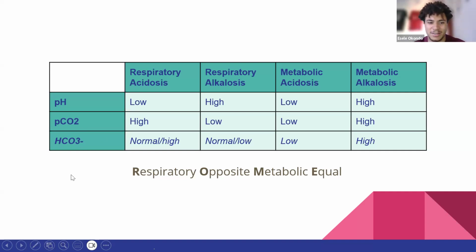Metabolic acidosis, everything will be low: low pH, low PCO2, and then low bicarbonate. And the way I like to think of this is the bicarbonate is buffering whatever acid is causing this metabolic acidosis, whether that's a lactate or an exogenous acid. And then metabolic alkalosis, everything will be high. So your pH is high, PCO2 high, and bicarbonate also high. And then this is a mnemonic that some people find useful.